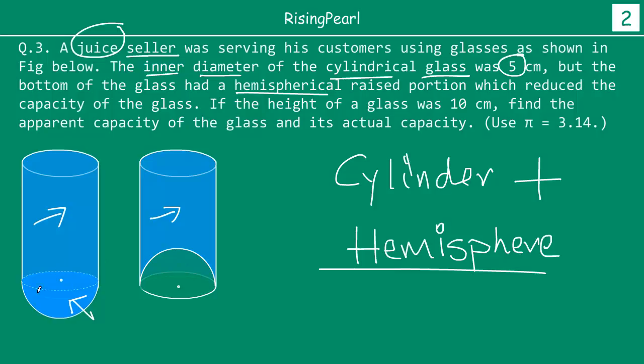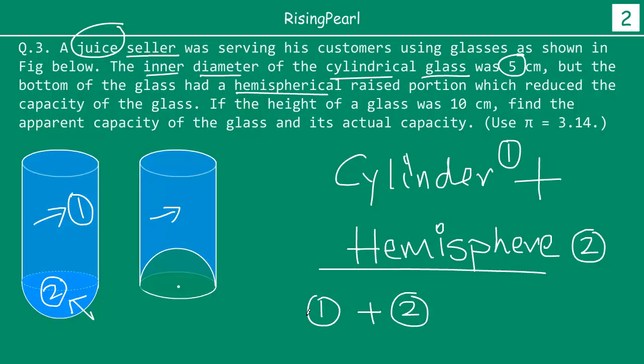So if the hemisphere were like this, it actually would have increased the capacity of the juice glass, right? Because this one, let's call it first, and this is second. So the capacity of the cylinder is 1, and this is a hemisphere which is 2. If the glass were such that the capacity increases, then we take 1 and add 2 to it. This becomes the final capacity of the juice glass.